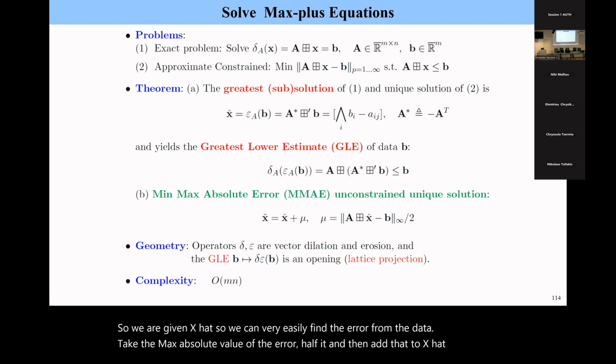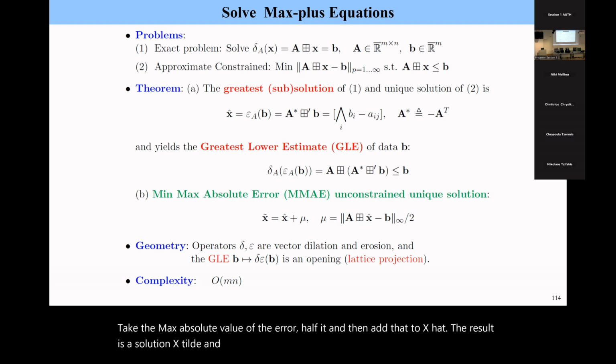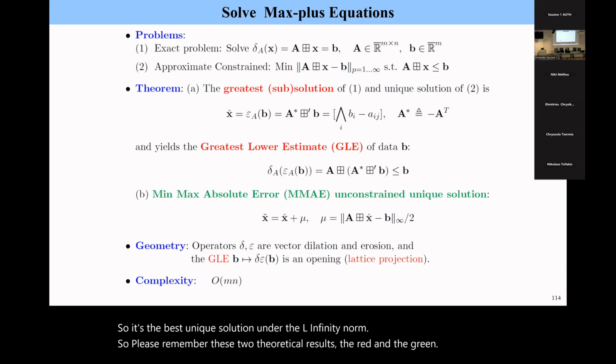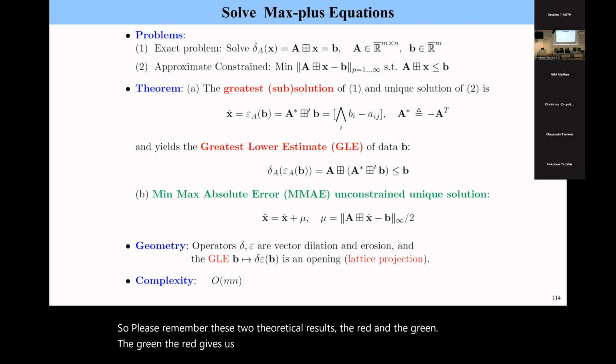The result is the solution x tilde, and this solution x tilde gives us the minimum max absolute error. So it's the best unique solution in the L infinity norm. Please remember these two theoretical results, the red and the green. The red gives us the greatest lower estimate. The green gives us the minimum max absolute error estimate.